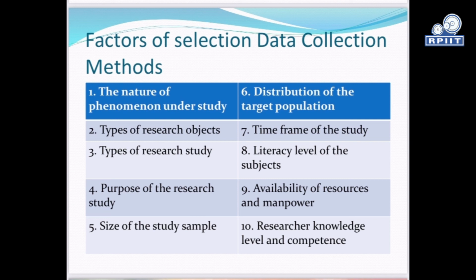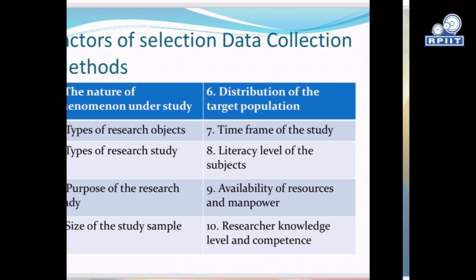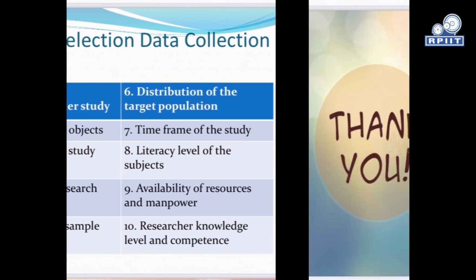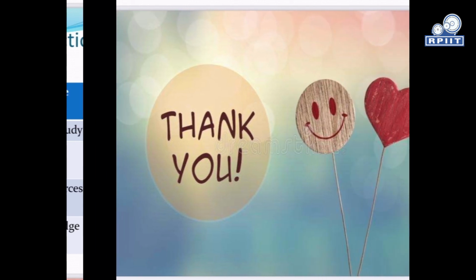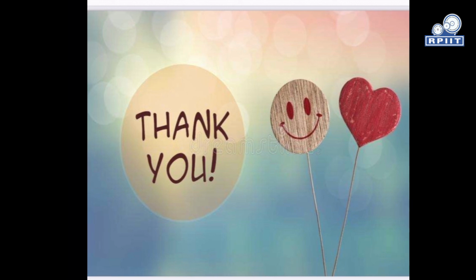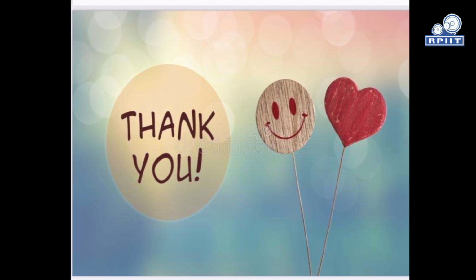Researcher knowledge level and competencies. The researcher's knowledge and competencies also affect the selection of methods of data collection. For example, conducting an interview or observation may require special social and psychological knowledge, skills, and competencies, while the use of questionnaires may not demand these skills.